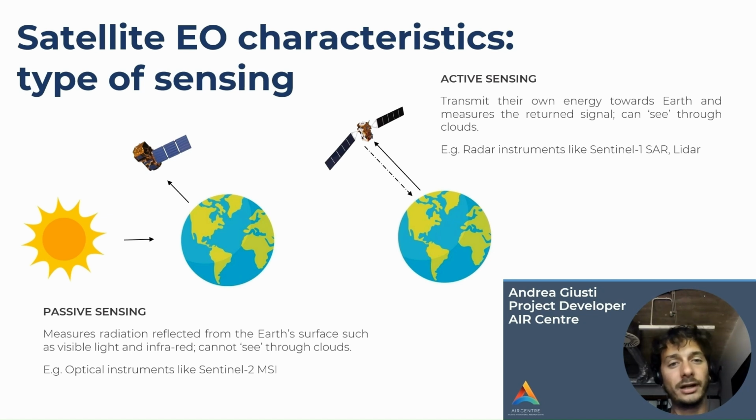On the other hand, active sensors generate their own energy for illumination. These sensors usually work in the microwave spectrum, allowing them to penetrate the atmosphere and operate under any weather condition, day or night. And these are invaluable for meteorology, but also for Earth's surface observations.